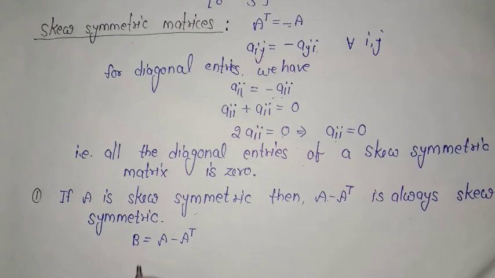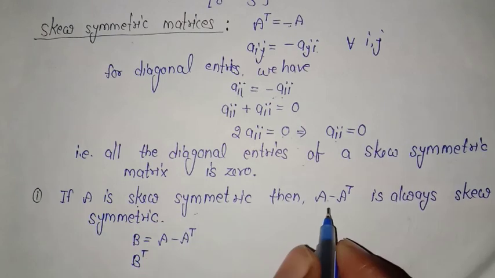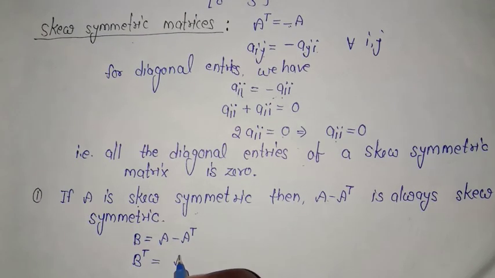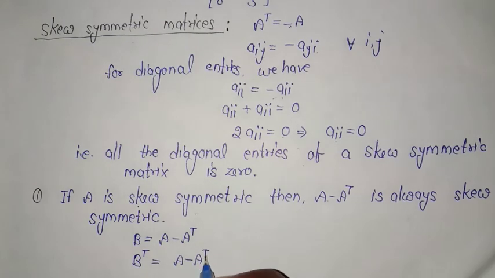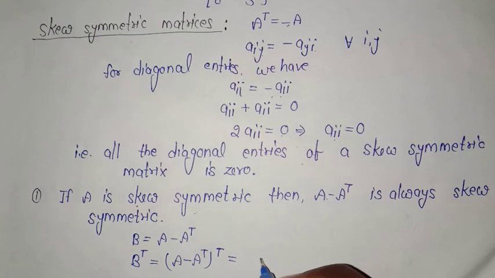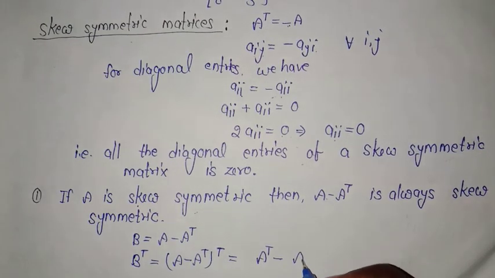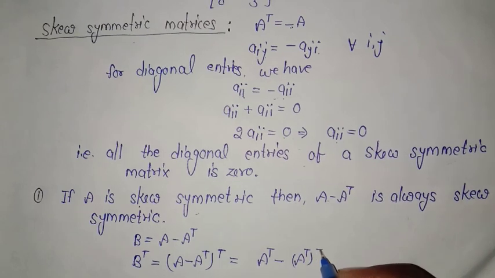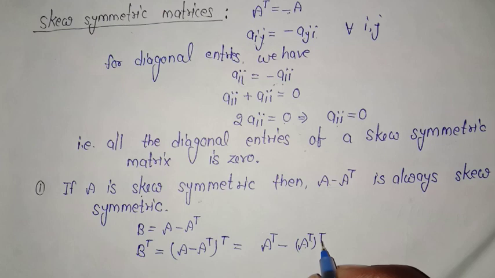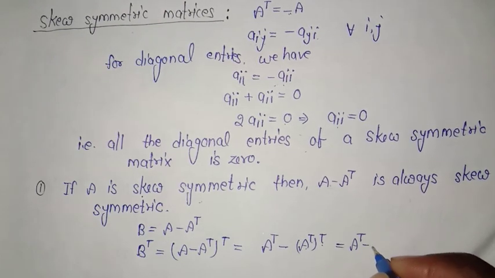Now, B transpose, because we need to determine whether B is skew symmetric or not, so we will take B transpose. So this becomes (A minus A transpose) whole transpose. Now transpose distributes over A and A transpose, so this becomes A transpose minus (A transpose) whole transpose. Now we know that (A transpose) whole transpose is equal to A, so this becomes A transpose minus A.